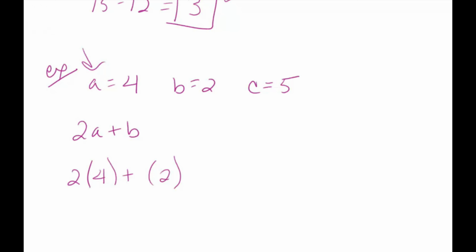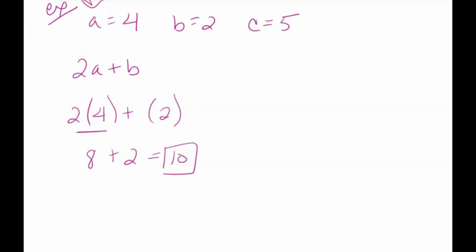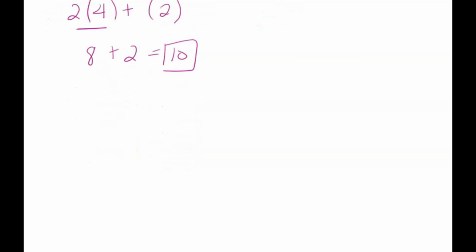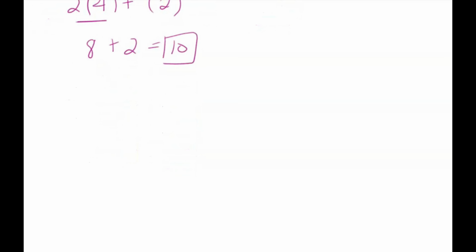And now I need to use my order of ops. So I must do multiplication before addition. So I'm going to go ahead and multiply that, and then add the 2, and I get 10. Okay, hopefully that's not too bad. I'm going to use the same A, B, and C and just do one more example for you. What if I have 3B divided by B plus 4A?